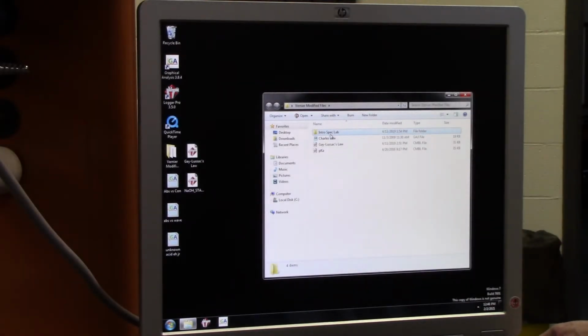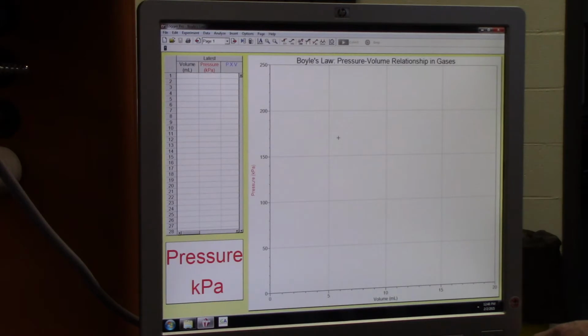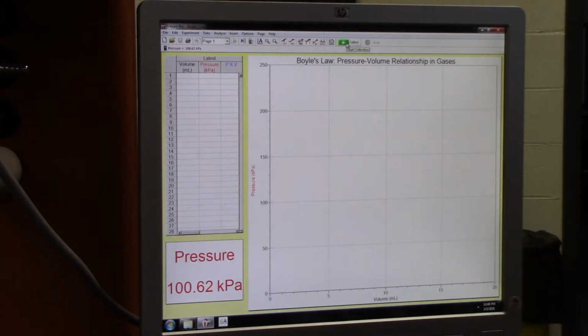Okay. Whoops, where'd it go? There it is. Killed it. All right, so here it is. Okay. So the syringe says 5. I want to collect that first point. Okay, that makes more sense.